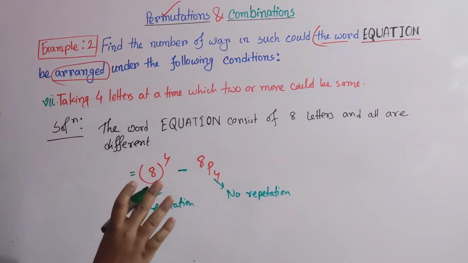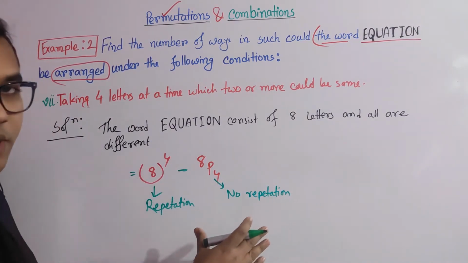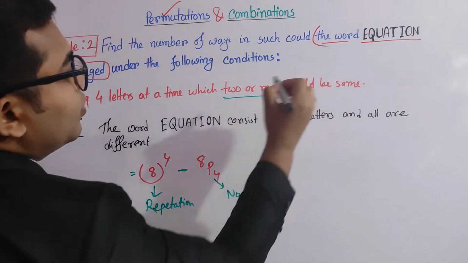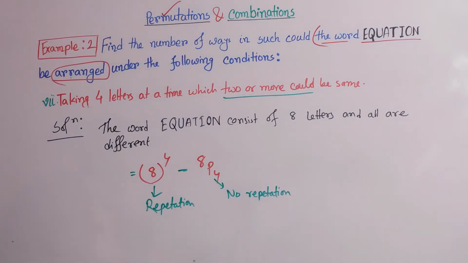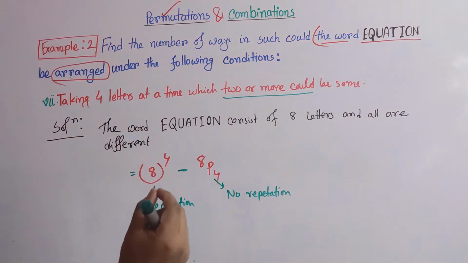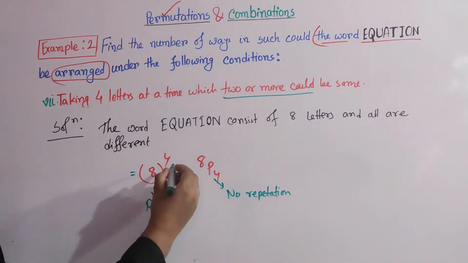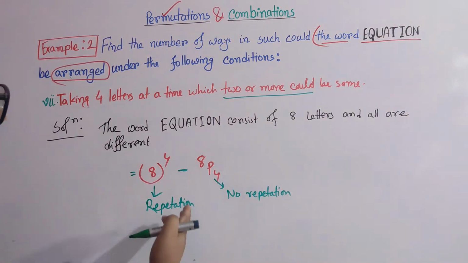So if we just go that way, total minus no repetition, then we will get 2 or more could be the same. So we are going for this answer, a little bit tricky, that is repetition minus no repetition, then we will get our original and final answer.